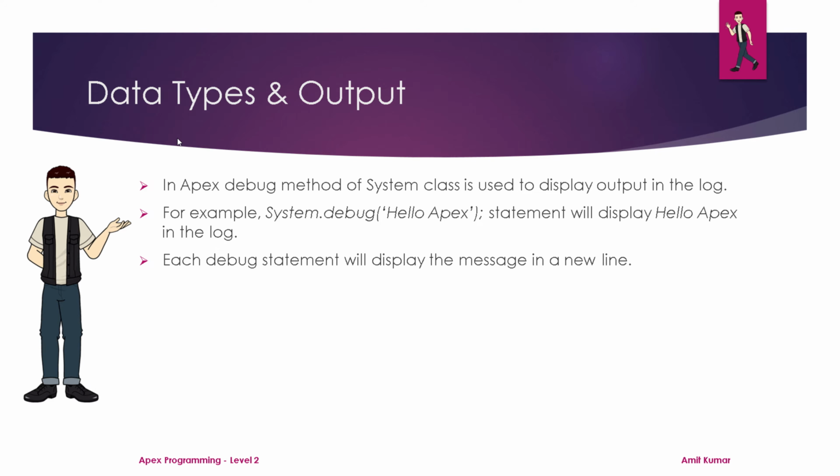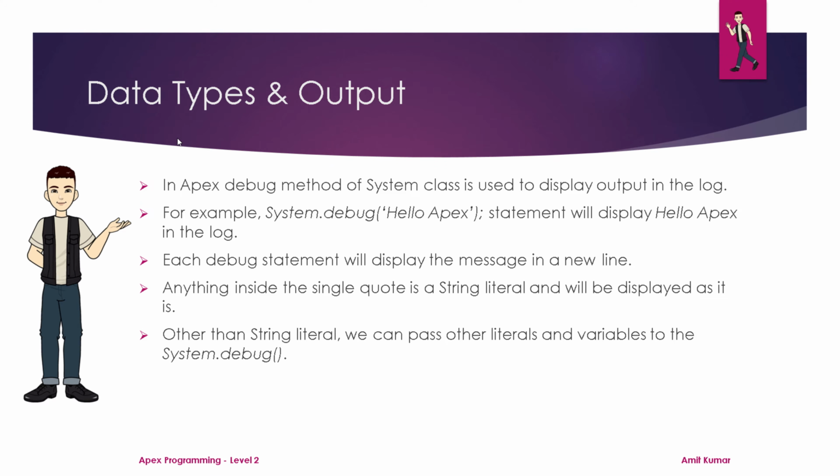Each debug statement will display the message in a new line. If we have 3 different debug statements, then all the output will be in 3 different lines. Anything inside the single quote is a string literal, and in Apex, string literals are written in single quotes, unlike Java, where we use double quotes for strings. Whatever is inside the single quote will be displayed as it is. Other than string literals, we can pass other literals and variables to System.debug, and we will see that throughout our course. We can also pass expressions to the System.debug statement.